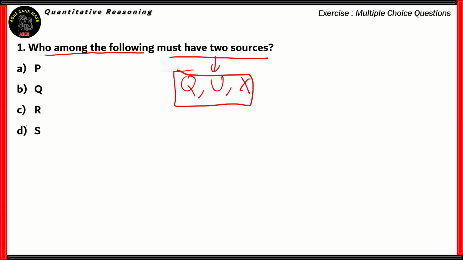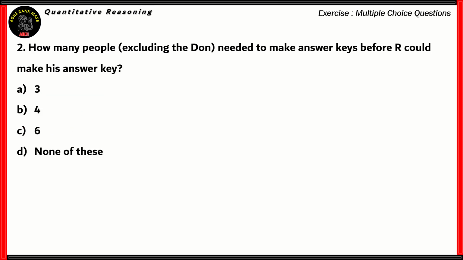Now, over here, if you look at the options, you can see that option B is the only correct answer here, because that's the only one of the people from the three people that we have who are known to have used two sources. So therefore, option A, P is incorrect, option C, R is incorrect, option D, S is incorrect. P uses the DON, R uses X, and S uses the DON as well. So therefore, option B is the right option.